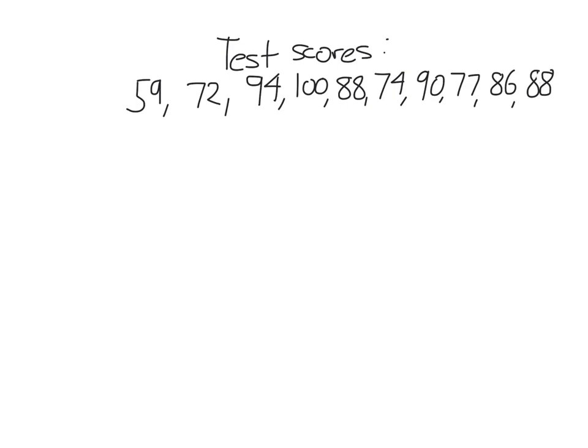Instead, what we're going to do is display this in a stem and leaf plot. What we're doing is grouping the data in tens. All the scores in the 50s go together, all the scores in the 60s, the 70s. It's just a more convenient way to display the data. So this is how we set up a stem and leaf plot.